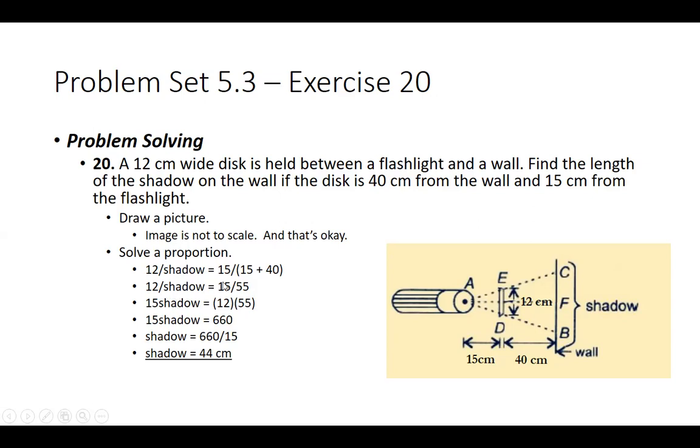Cross multiplying, we have 15 times shadow equals 12 times 55. 15 times shadow then would equal 660. Dividing both sides by 15, the shadow is 660 divided by 15, or 44 centimeters, because everything here was in centimeters.